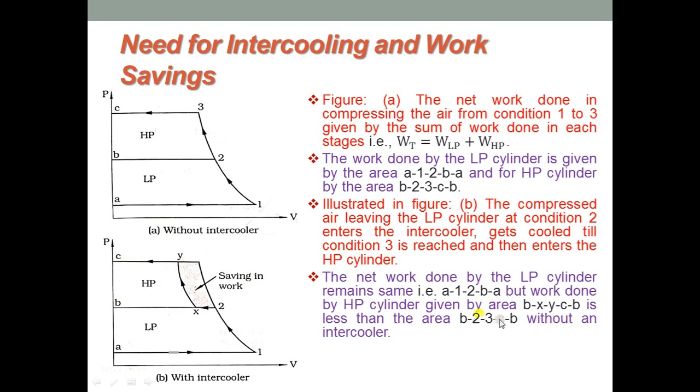Without intercooler the work is B23C. If you compare these two areas, the area is less for BXYCB compared with B23C. So the shaded region represents the amount of work savings done with an intercooler. So there lies the importance of intercooling, where we can save work in a multi-stage compression process.